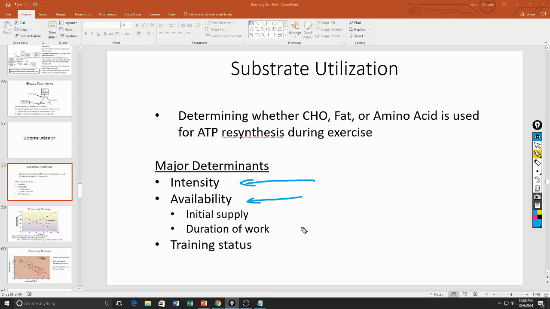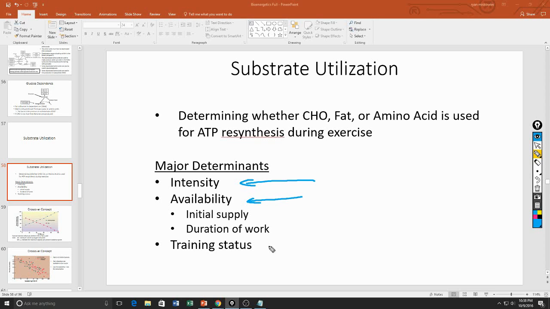And then duration of work, okay, because if I'm working for a longer time, I will consequently be burning up fuel as I go. So throughout exercise, as we'll see, you're going to have shifting of usage of carbohydrates to fats because carbohydrates tend to run out. So if you don't have a substrate, then it's difficult for your body, of course, to run the energy systems which rely on that substrate.